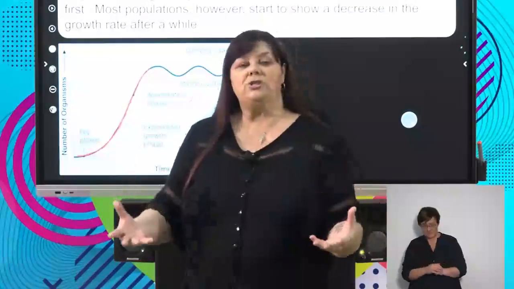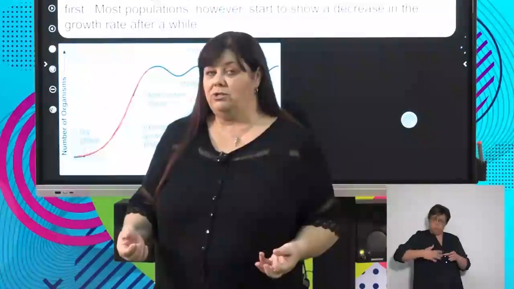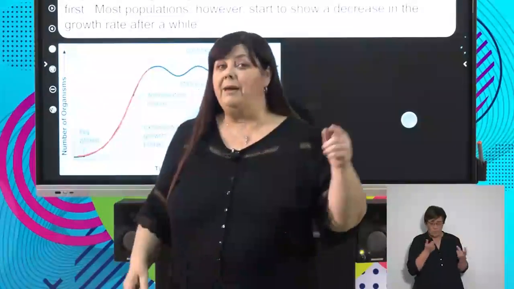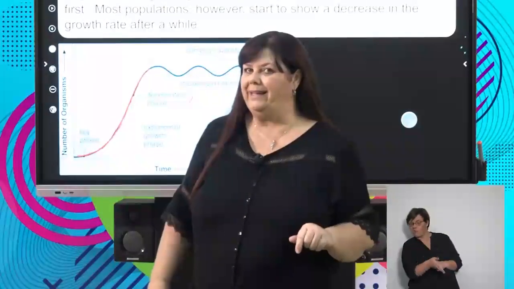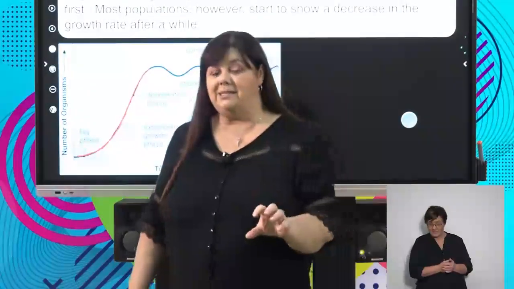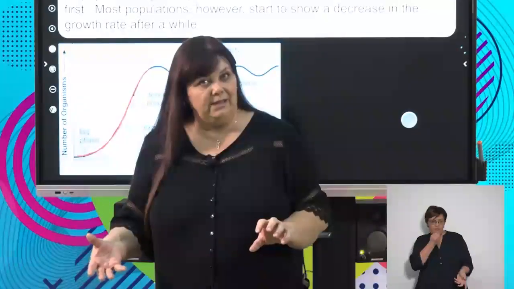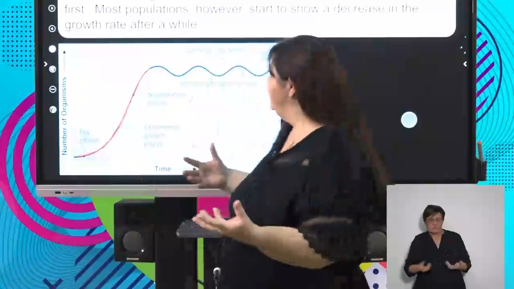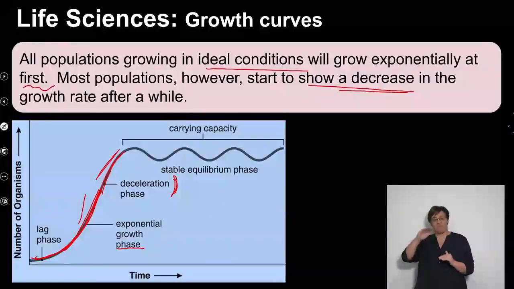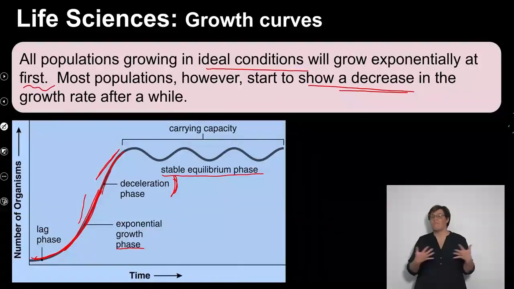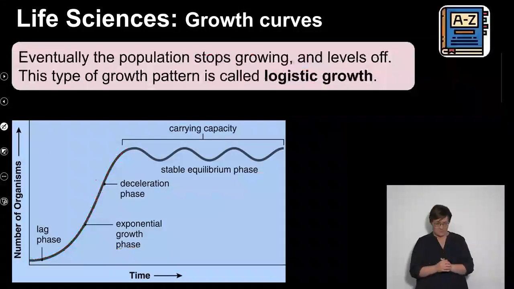Our population has grown so well in this new environment, but now maybe we're starting to run out of food. Maybe the predators know we're here. Or if we were predators in this area, maybe the prey is starting to run out a little. So what we're seeing is a slowing down of the growth rate. And we are now going to enter into a more stable equilibrium phase.